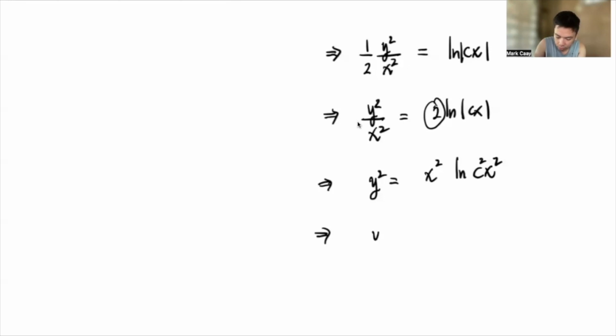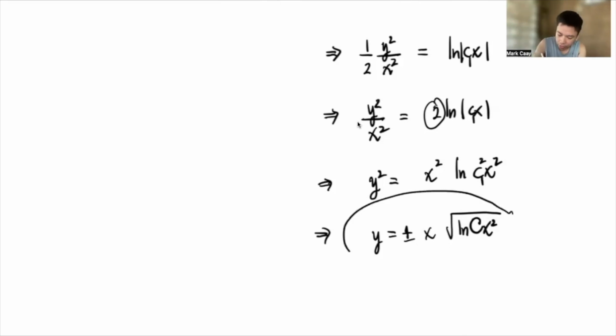And implying your y is equal to plus or minus x square root of ln of c x squared. So bali c1 na lang to kanina. Eto, para maging c na lang yan. So this is now our general solution. That's it. So if you have any question or clarification, please let me know.